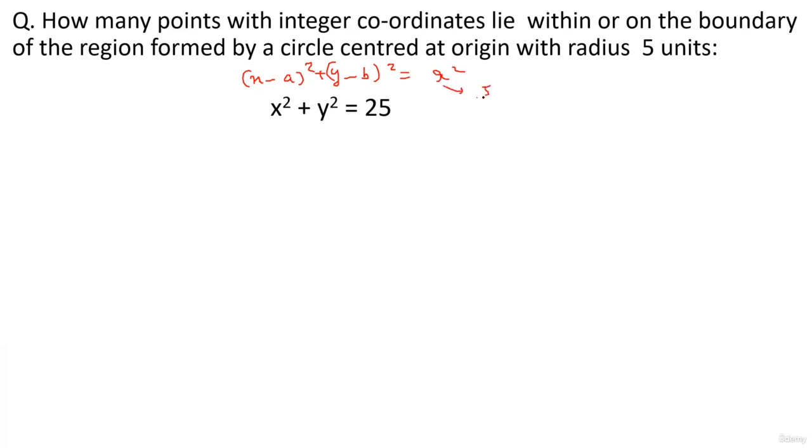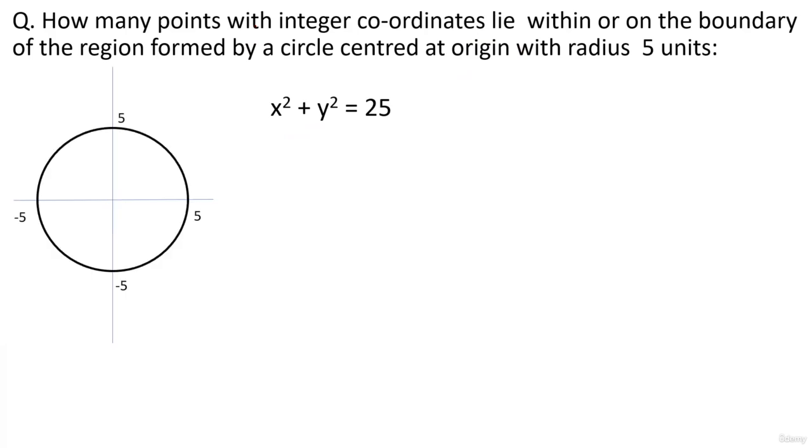R यहाँ पे कितना है guys? 5 units है, and the center is nothing but the origin, right? Center to the origin. तो a comma b का coordinates क्या होगा? 0 comma 0. So x minus 0 the whole square is x square, y minus 0 the whole square is y square, and 5 square is 25. Okay, this is how you get the equation of the circle which we need to plot. Okay, तो ये करने पहले हम लोग. Okay, let's plot a circle.